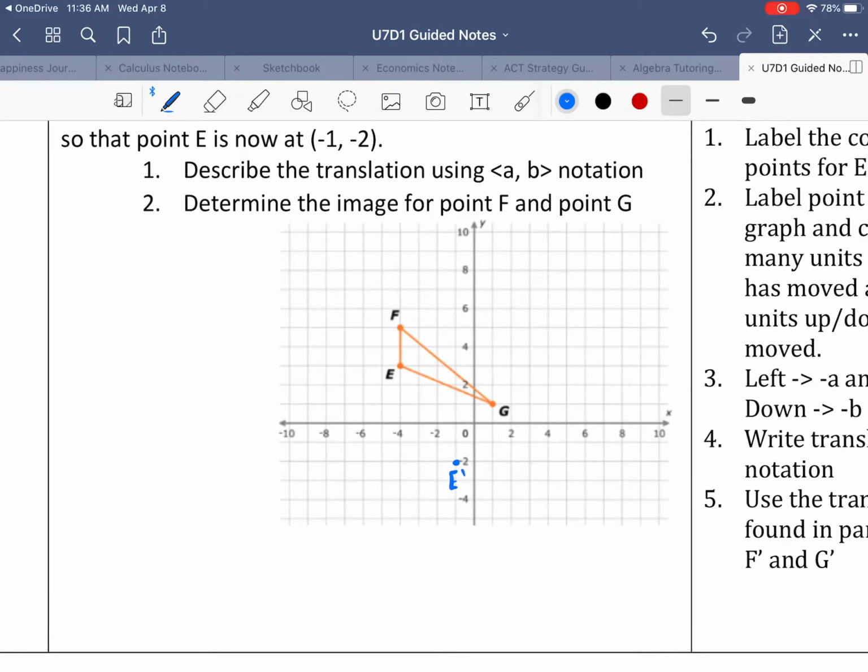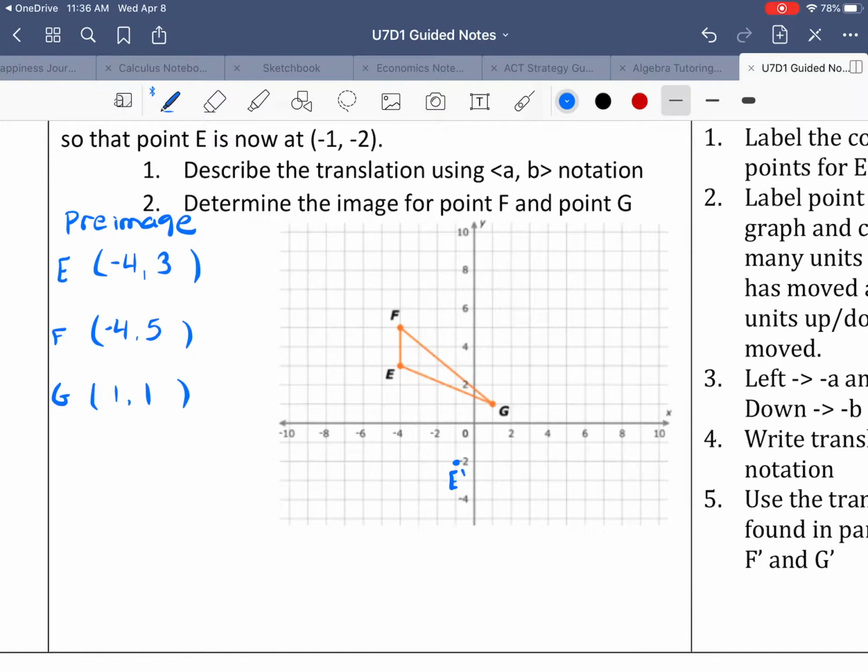The first thing that we should do here is always label what our coordinate points are for E, F, and G. This is for our pre-image. So E is at -4, 3. F is at -4, 5. And G is at 1, 1.